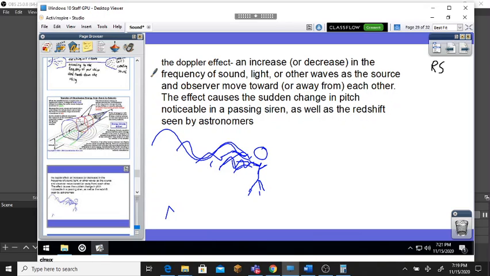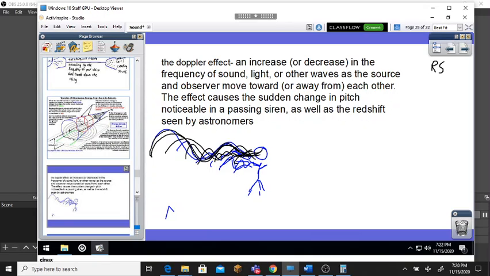So in other words, let's say there's a siren or an ambulance coming towards you, you're standing still, okay? And this is the sound that the ambulance is making, right? This is the sound wave coming towards you. But as it's moving towards you, notice the sound waves start getting smaller and smaller and smaller, okay? So that is going to change the pitch of the sound.